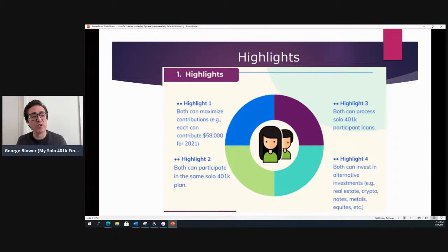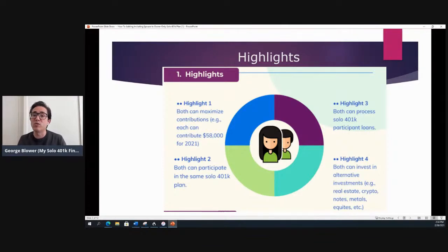The second item to highlight is loans. One of the most popular reasons that people set up accounts with us is because they want the ability to take a 401k participant loan. Our IRS approved plan allows for taking a 401k participant loan. Of course, you have to satisfy the requirements. You can't borrow more than 50% of the balance, not to exceed $50,000. The loan has to be documented on loan documents like a payment schedule, amortization table, promissory note, etc.